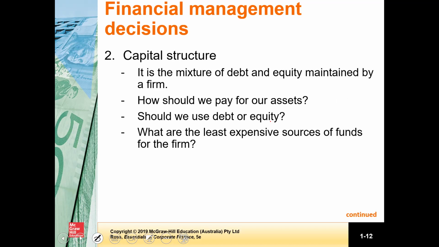And the next one is capital structure. So this is the second question that a financial manager is concerned with: how the firm obtains the financing it needs to support its long-term investment. Okay, so a firm's capital structure, we often call it financial structure, refers to the specific mixture of non-current debt and equity the firm uses to finance its operations.